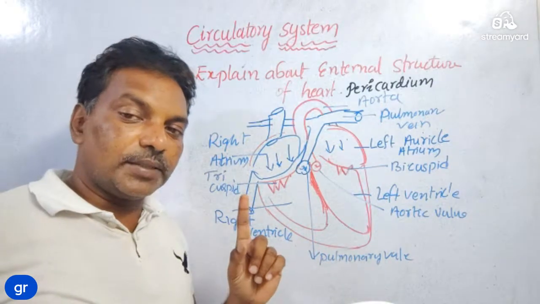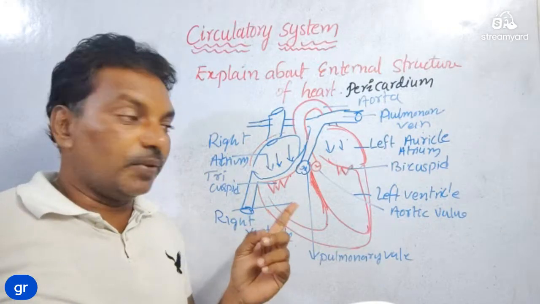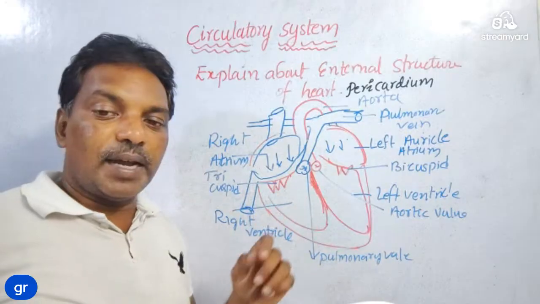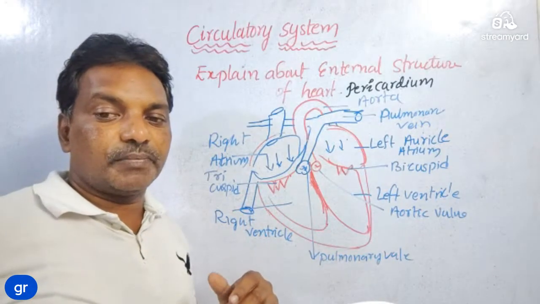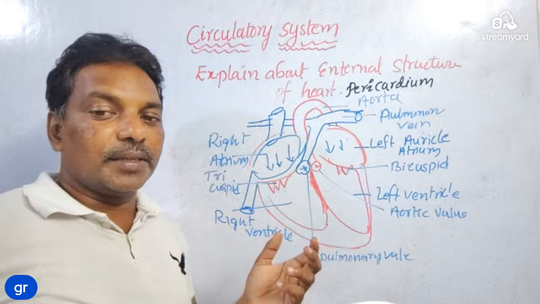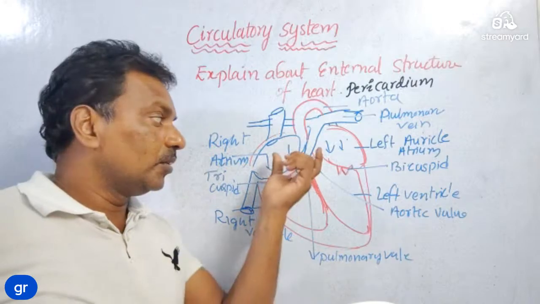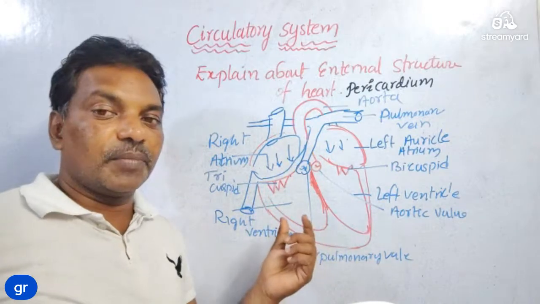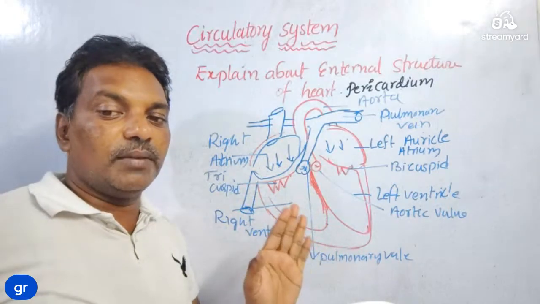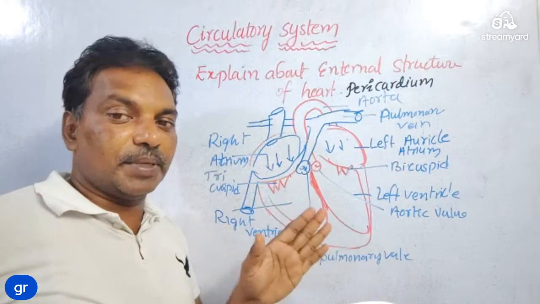About the lungs we discussed: around the lungs, a double membrane, the pleura, is there, with pleural fluid. Here, pericardium and pericardial fluid. Our heart is divided into four chambers. Upper two are called auricles, lower two are called ventricles. These four chambers are divided by a septum. The wall between the chambers is called a septum.